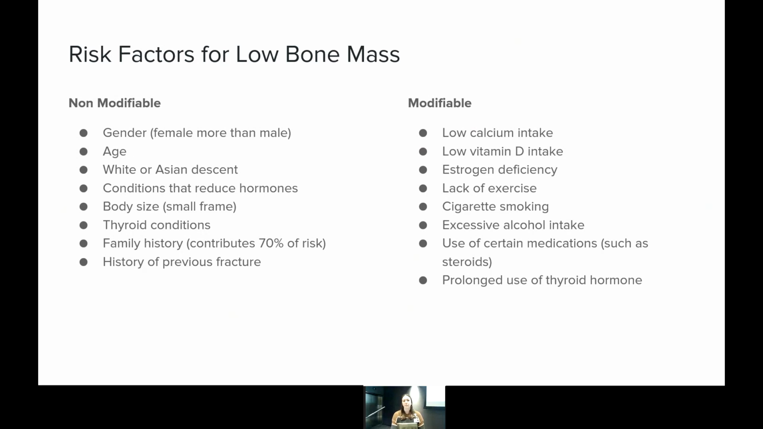non-modifiable risk factor. The modifiable risk factors include low calcium intake, low vitamin D intake, estrogen deficiency, a lack of exercise, cigarette smoking, excessive alcohol intake, use of certain medications such as steroids, and prolonged use of a thyroid hormone. These modifiable risk factors are things that we can influence and change.